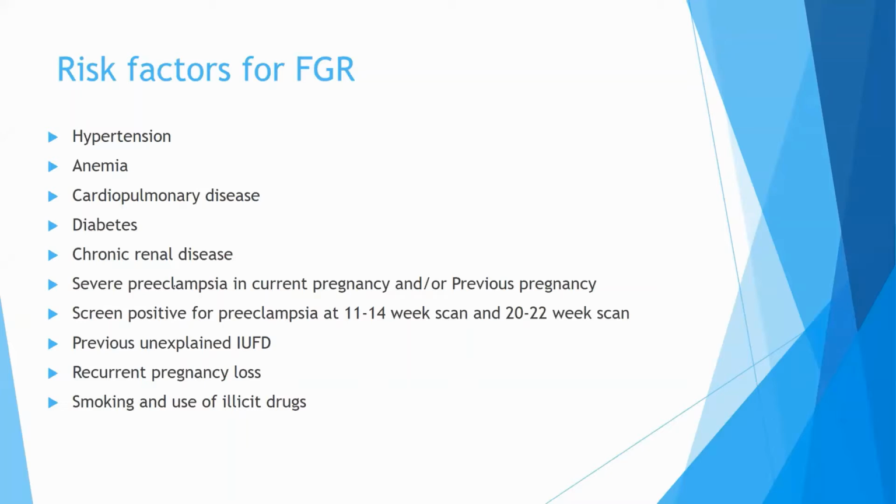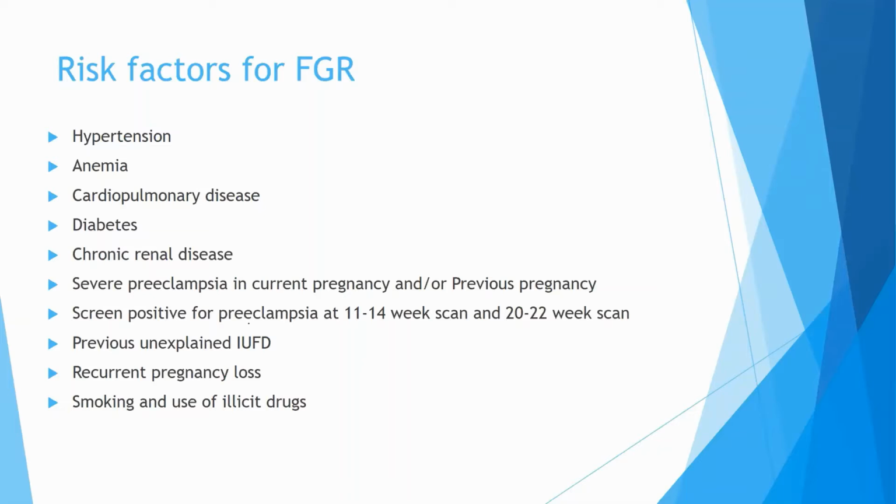But there are also some obstetric factors which put the babies at high risk of fetal growth restriction. In this case, if the mother, when she comes to you for scanning, has severe preeclampsia, then you should suspect that the baby also may be growth restricted. Or if she has a history that in her previous pregnancies she had severe preeclampsia, especially if it led to a preterm delivery, less than 34 weeks, or if it led to intrauterine demise, then you should also suspect that the current pregnancy may be complicated by fetal growth restriction.